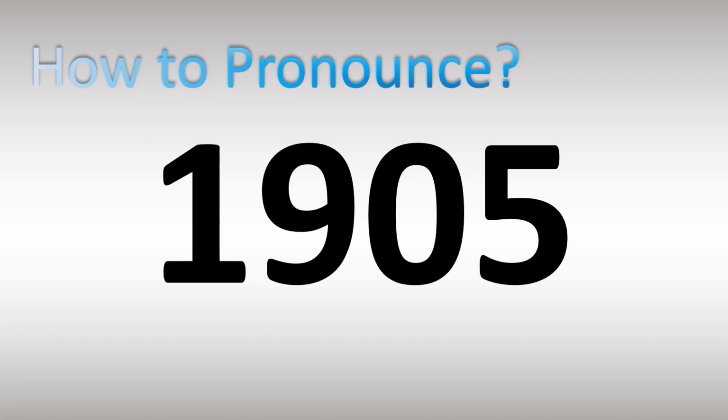1905. Okay, so let's break it down. 19, it's the first number, 19. O, O is like the number 0, but it's the letter O. 1905.